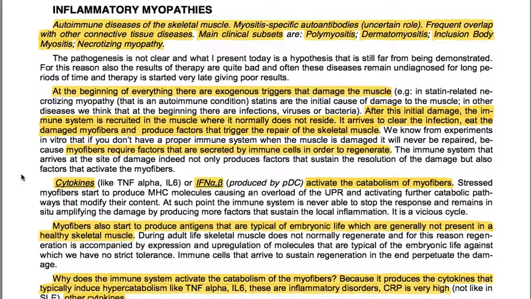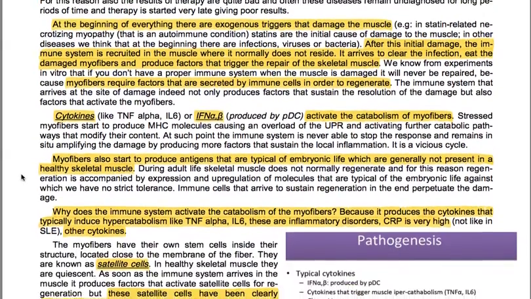Why does the immune system activate the catabolism of the myofibers? Because it produces the cytokines that typically induce hypercatabolism, like TNF alpha, IL-6. These are inflammatory disorders. CRP is very high, not like in SLE, and other cytokines.